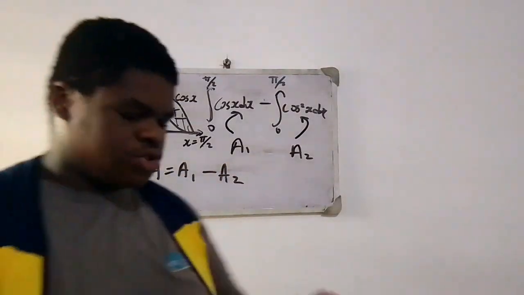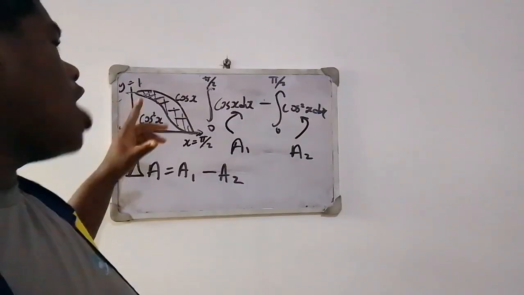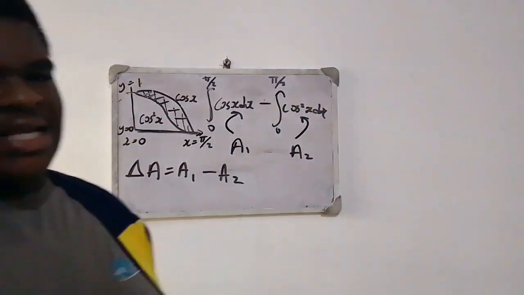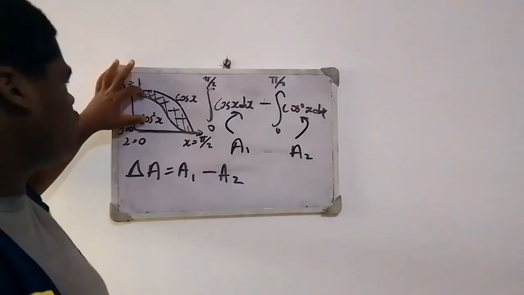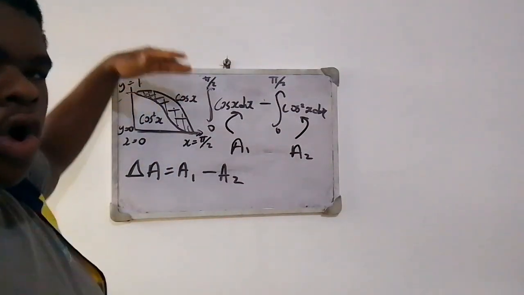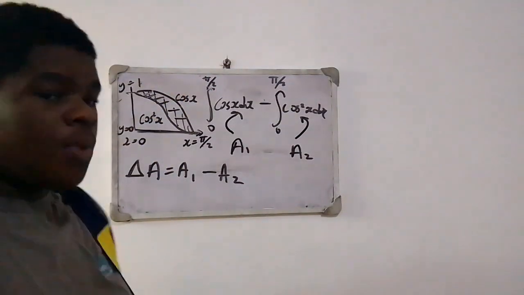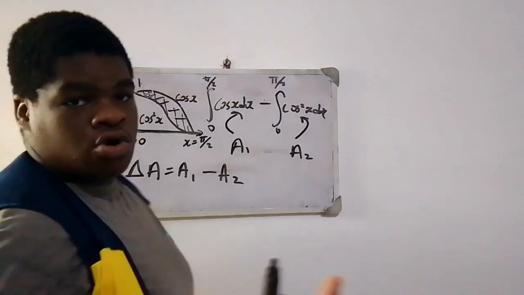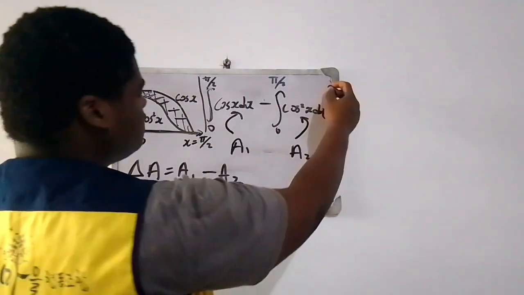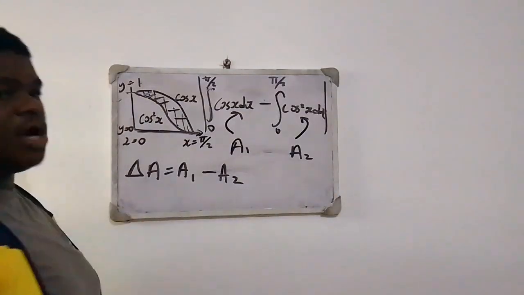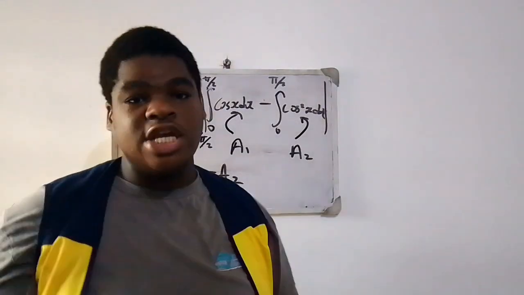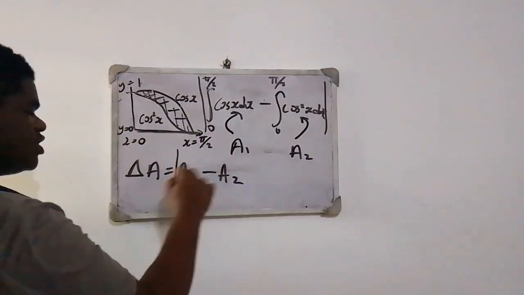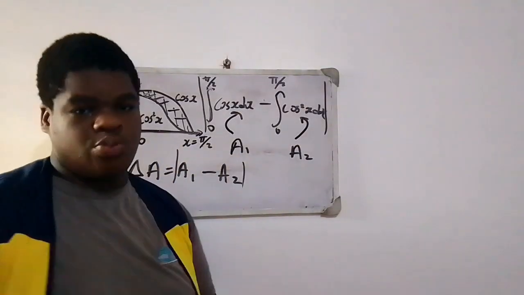Now, in case you're confused, let us say I don't give you this graph. I only told you cos x and cos squared x. Then you'll be wondering which one is greater and which one is lesser. You are not going to be sure whether cos squared x is above cos x, or cos x is above cos squared x. That's why, most of the time, whenever you're solving definite integrals between curves, they usually use absolute value. This absolute value means that even if you have A1 minus A2 or A2 minus A1, you still get the same answer, because the negative will change to positive.